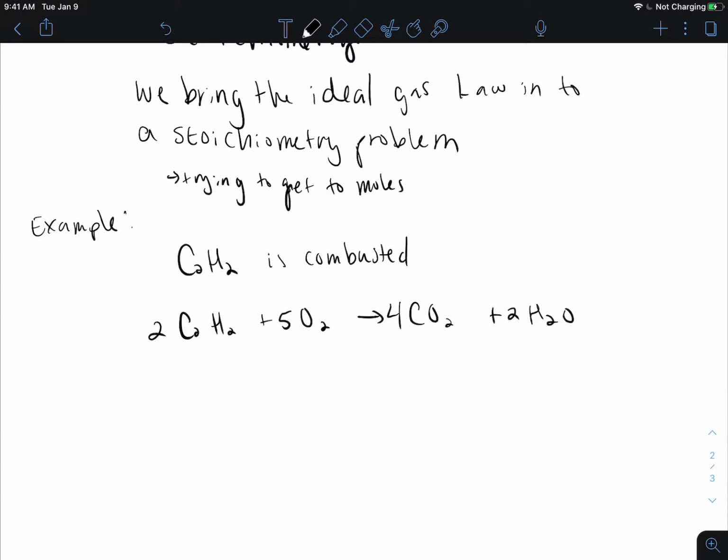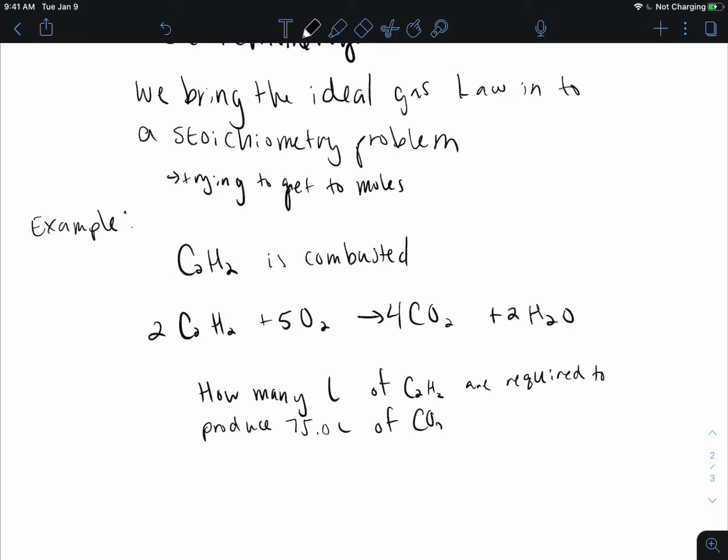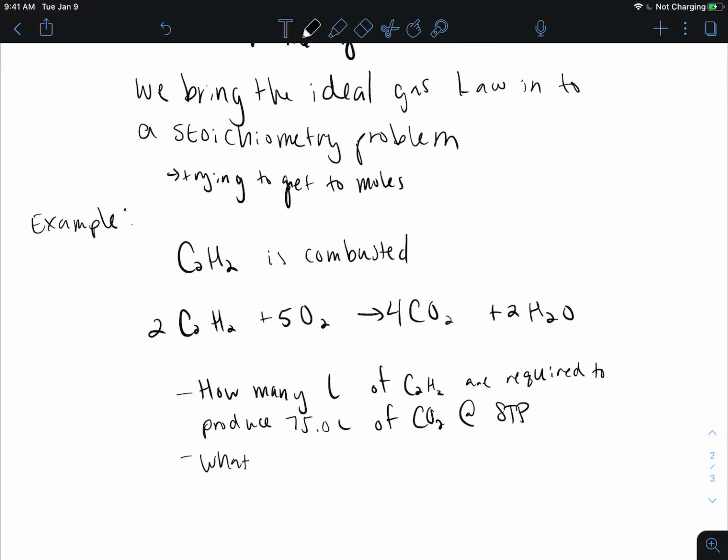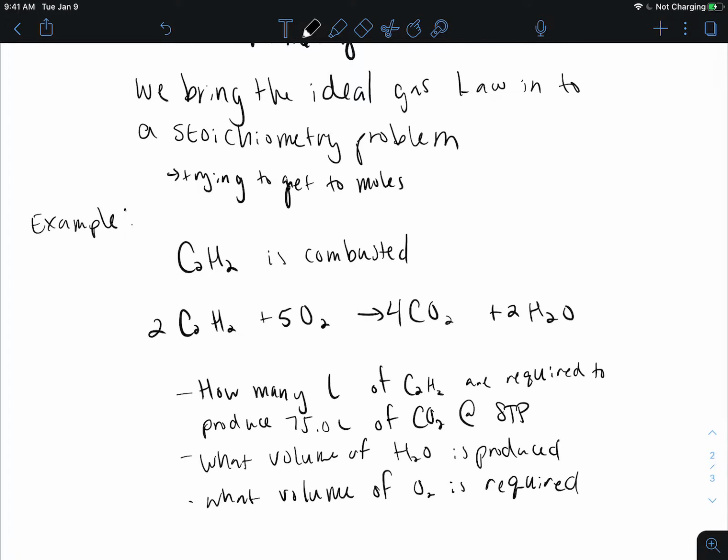So when we combust acetylene with oxygen, we produce carbon dioxide and water, and we want to know how many liters of C2H2 are required to produce 75.0 liters of CO2 at standard temperature and pressure. And we also want to know what volume of H2O is produced and what volume of O2 is required. And all of this is going to be at standard temperature and pressure.